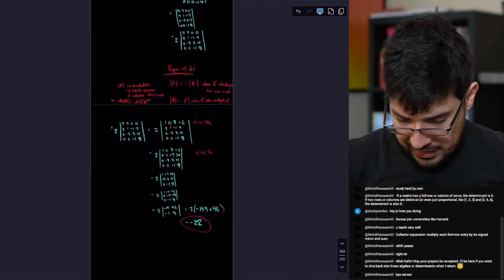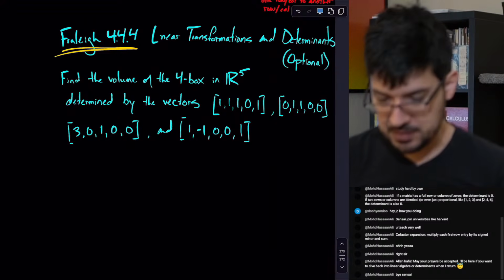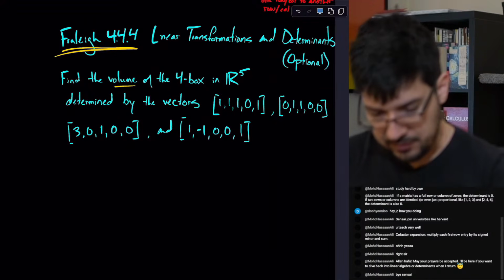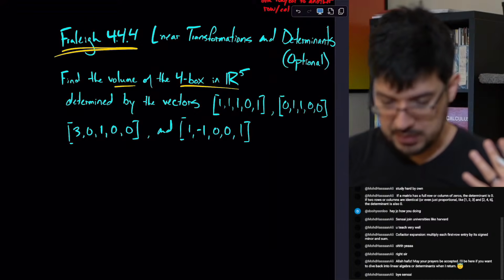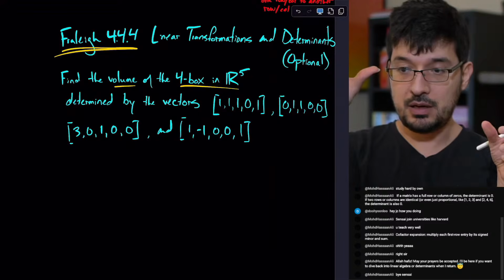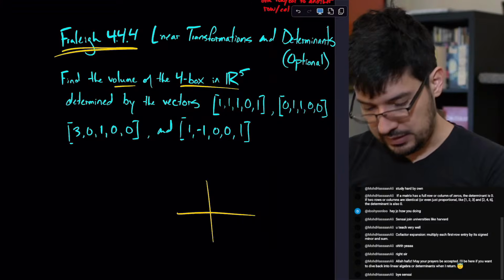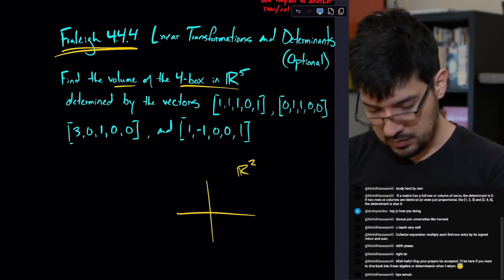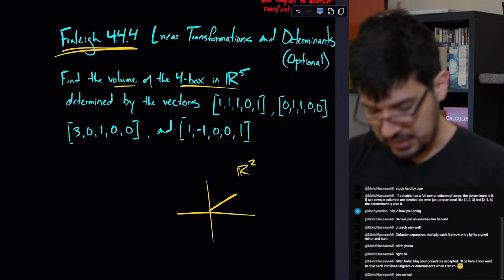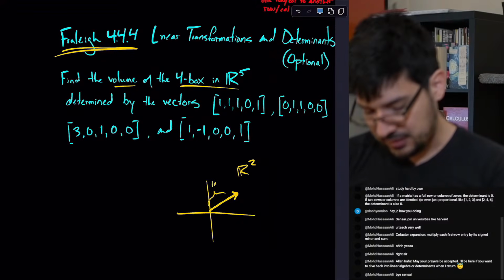Finally, the last problem we have today is on linear transformations and determinants. This is an optional section. This is cool. Find the volume of a 4 box in R5. So this is a smaller dimensional thing in a larger dimensional space. We can think of that like in R2, in the plane: what is the area of a line segment? The area is just length.